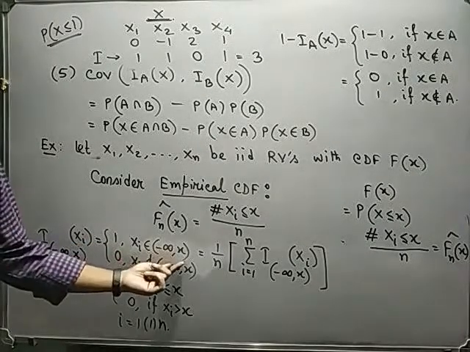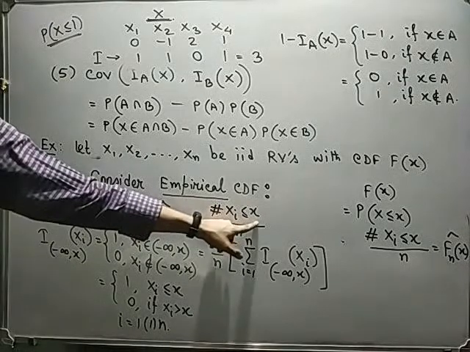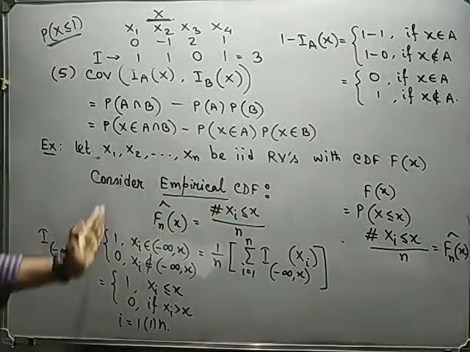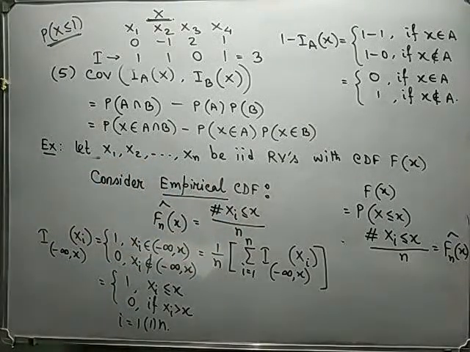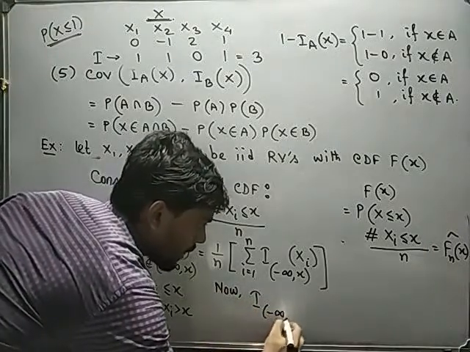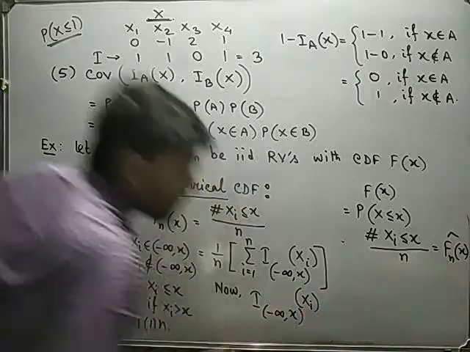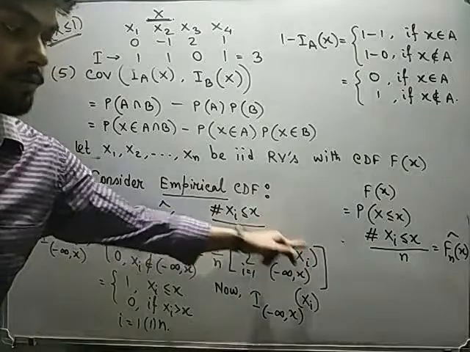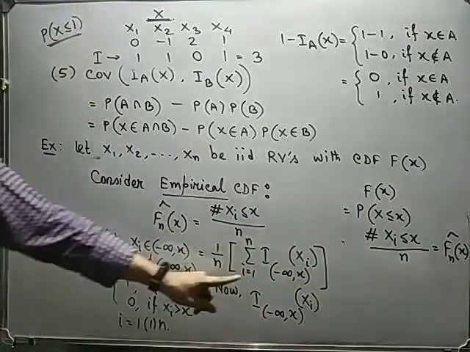So for the indicator over minus infinity to x, xi is less than or equal to x. That's why xi less than or equal to x can be written as xi is in between minus infinity and x. Now, this I of minus infinity to x, xi is basically a random variable, and why? As this quantity depends on capital Xi, it is a random variable.